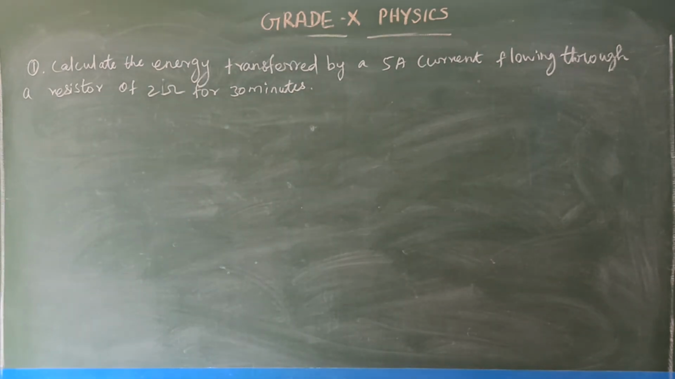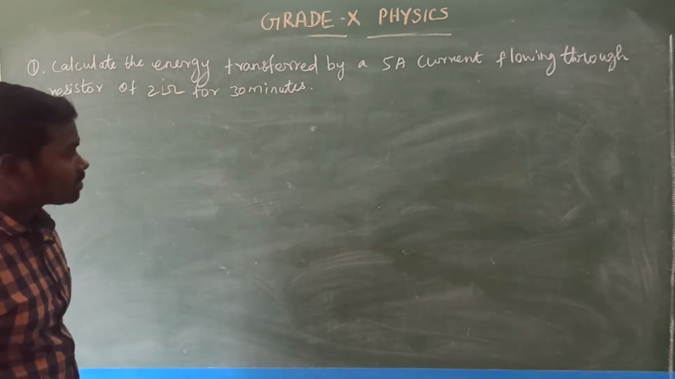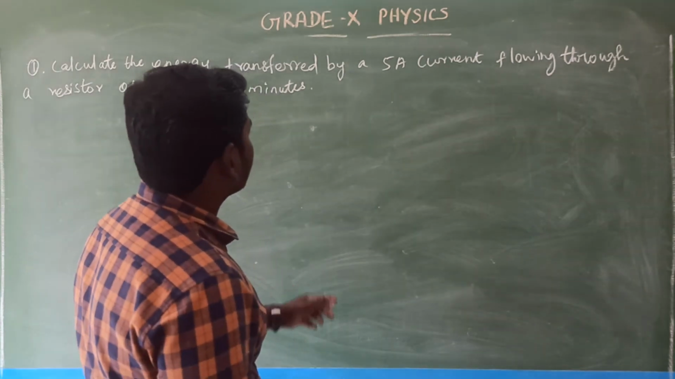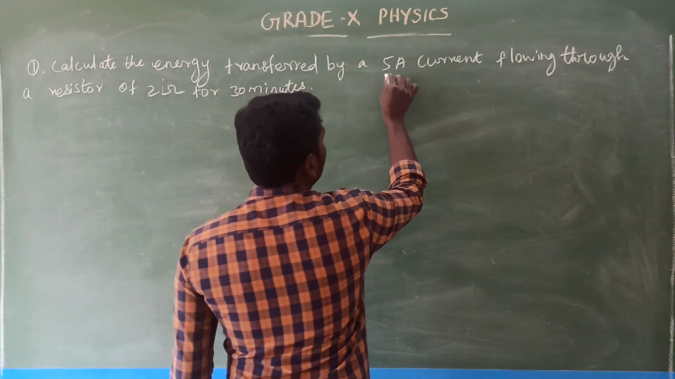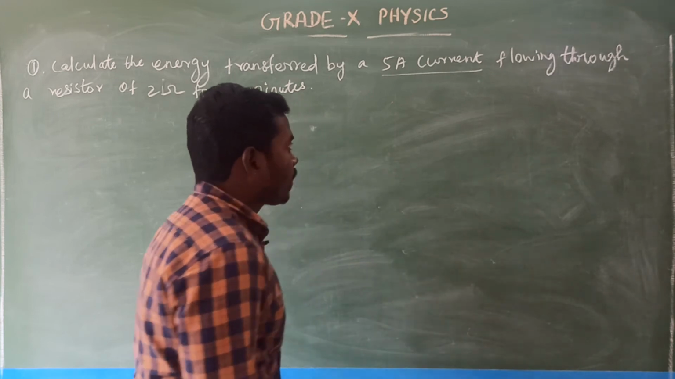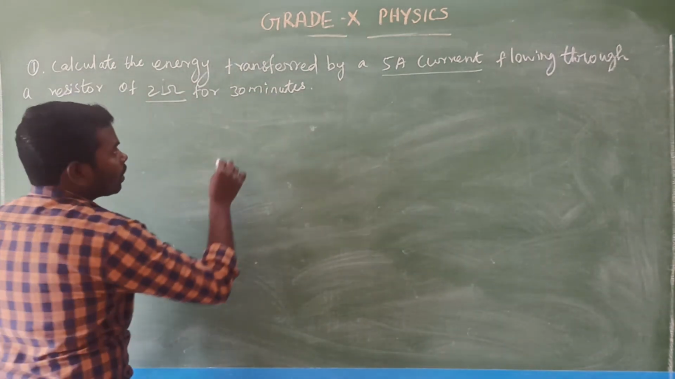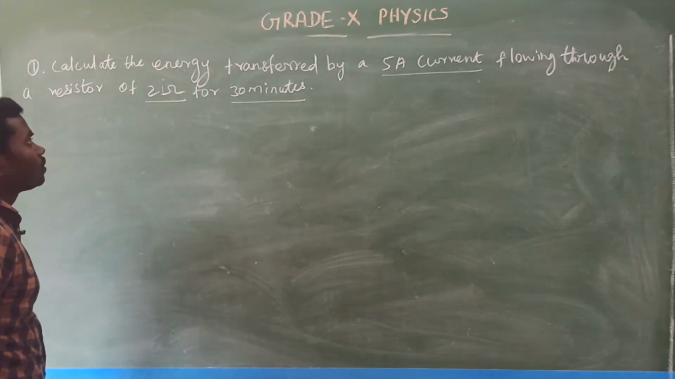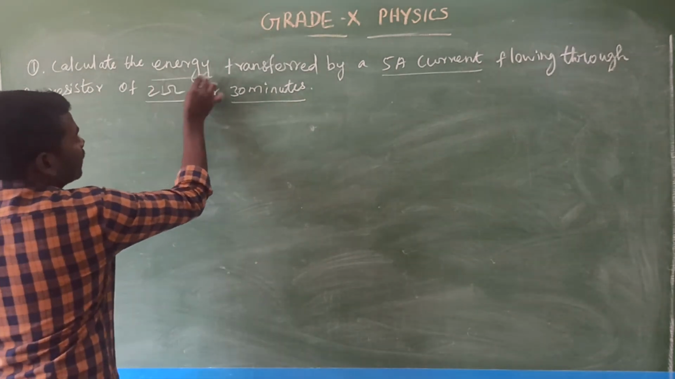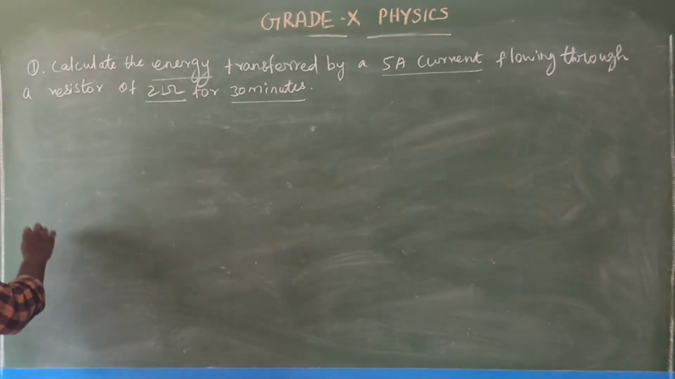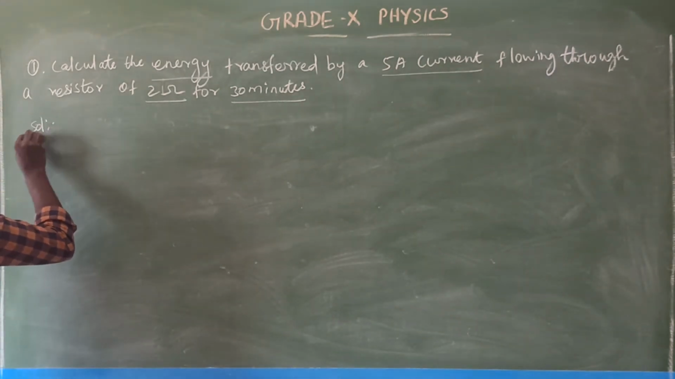The question is, calculate the energy transferred by a current. 5 ampere current flowing through a resistor of 2 ohm for 30 minutes. We need to calculate energy. Okay, so let's get started with the solution.